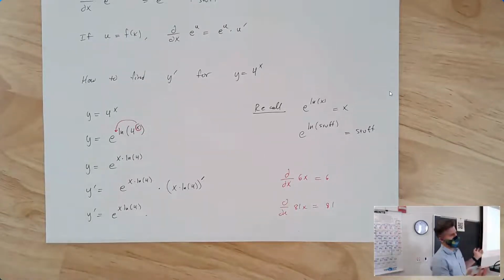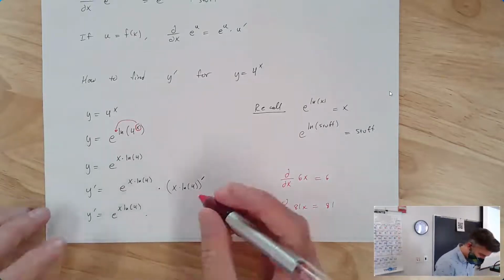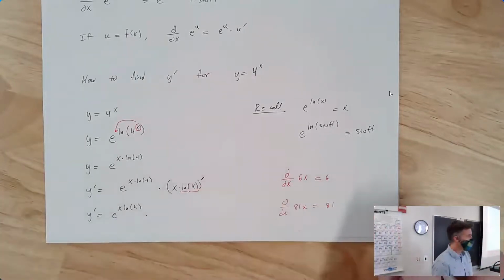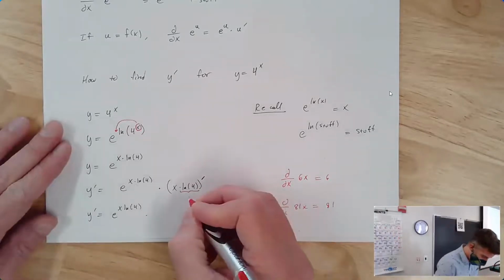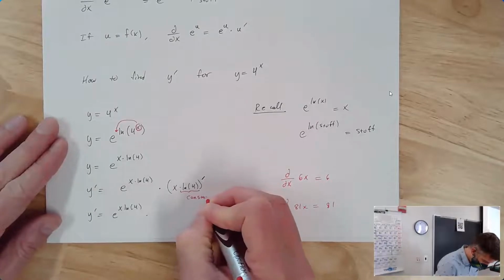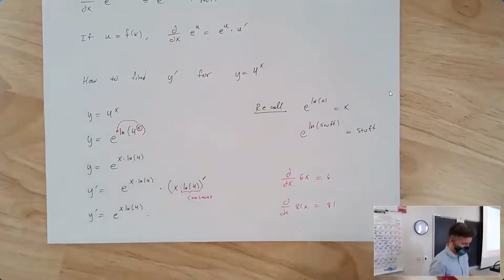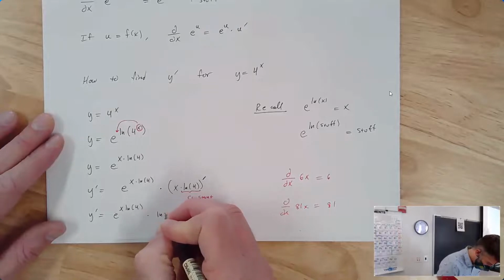Natural log of 4, I don't know what it is. It's about 1.38, I think. But natural log of 4 is a constant, right? It's never changing. It's some number, some transcendental number, but it's a number that never changes. But is there an x there? No, there isn't an x or variable. It's not changing. It is a constant. So that part there is constant. And the derivative of a constant times x is just the constant.